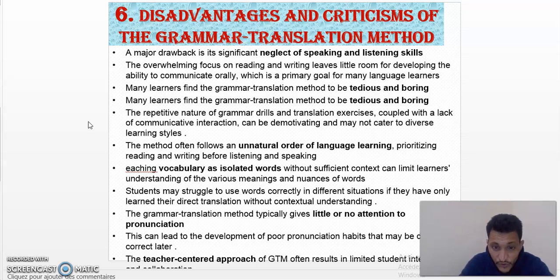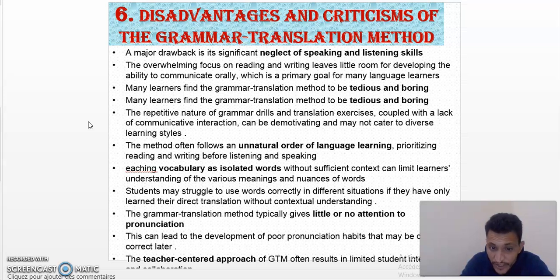This method also doesn't follow the natural order of language learning, prioritizing reading and writing before listening and speaking. It doesn't follow a natural order of language learning. It prioritizes reading and writing before listening and speaking.